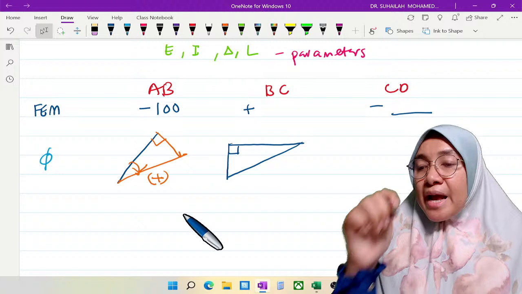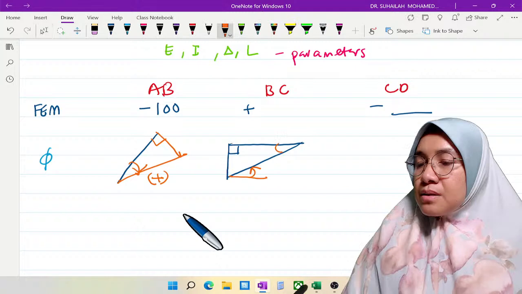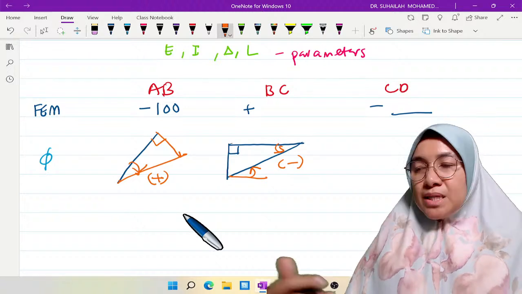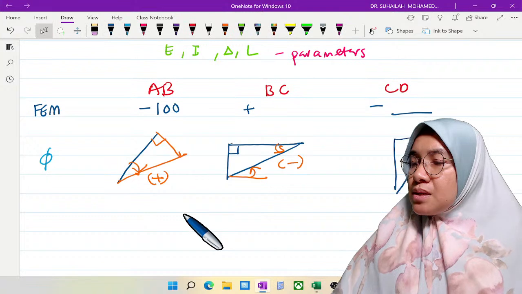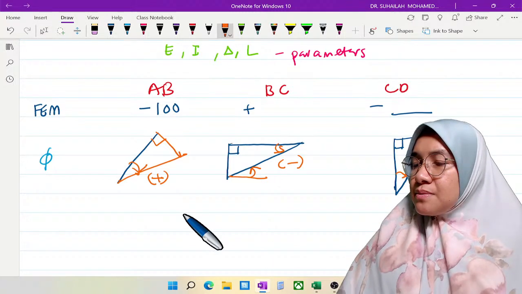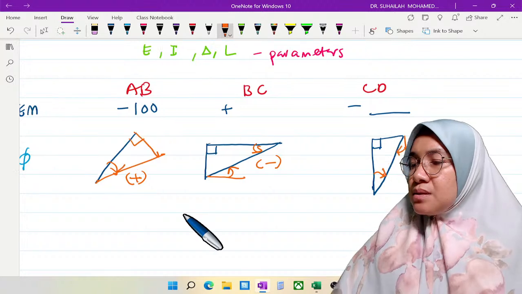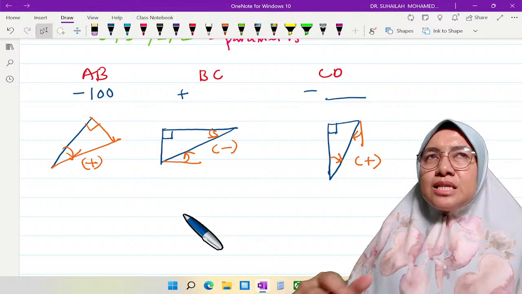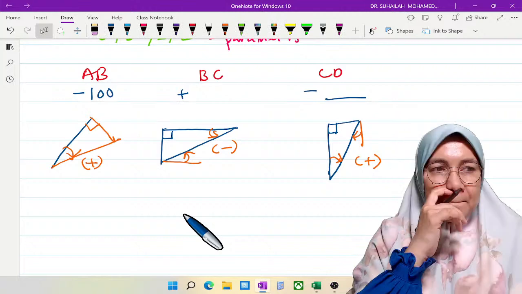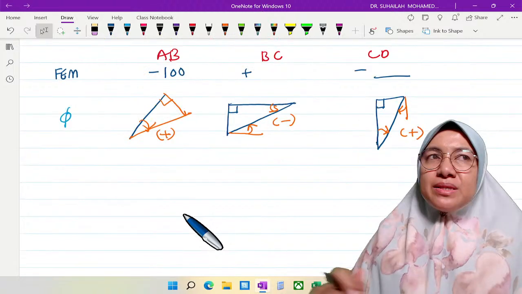So the angle here is negative. That is why the FEM must be positive, because it is opposite. Then column CD is like this, the angle is like this, the same on this side. So the angle is positive. When the angle is positive, FEM is negative. This is the comparison we made for the FEM.